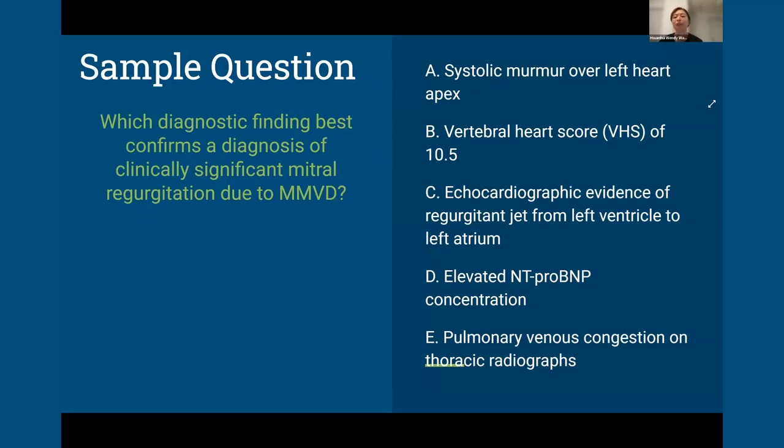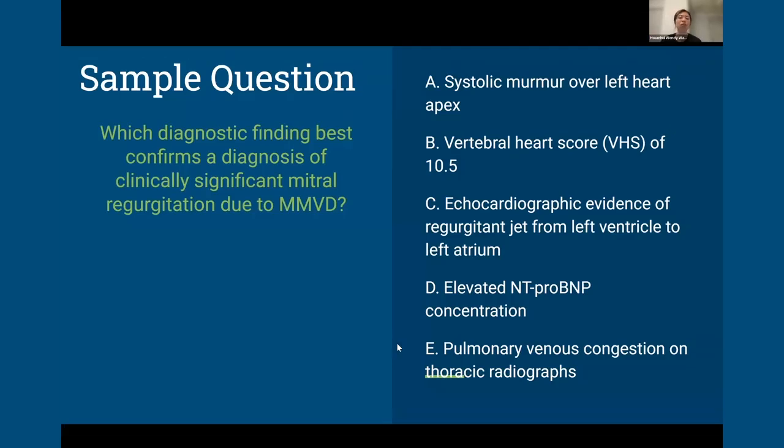Okay, so just to see if everyone is really listening and to keep everybody engaged, let's go through a sample question. What diagnostic finding is best to confirm a clinically significant regurgitation due to mitral valve disease? Is it A, systolic murmur; B, VHS, vertebral heart score, of 10.5; C, echocardiographic evidence of regurgitation; D, elevated proBNP concentration; or E, pulmonary congestion on thoracic radiograph? So what do you guys think?